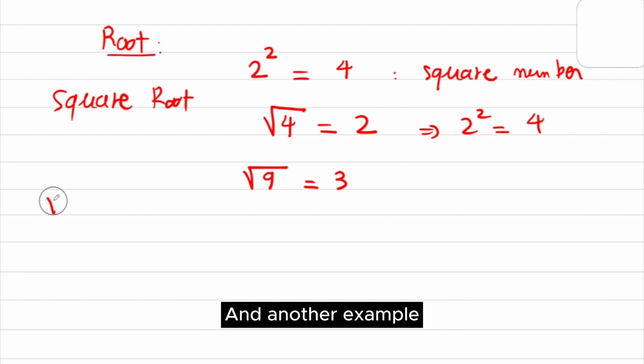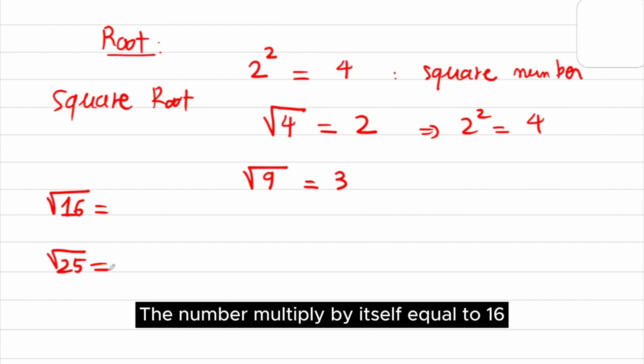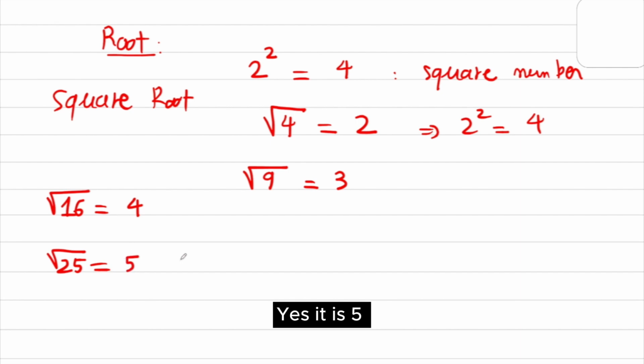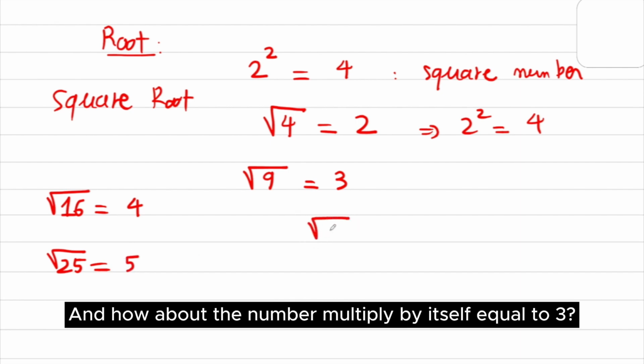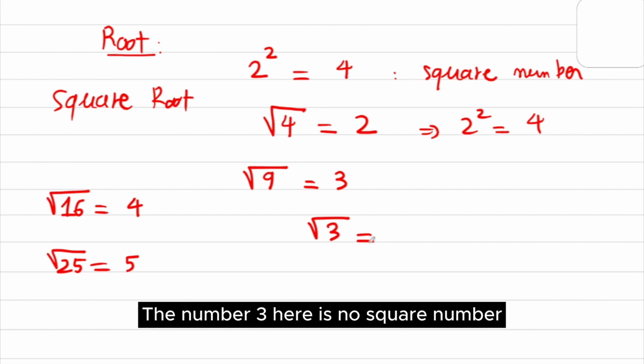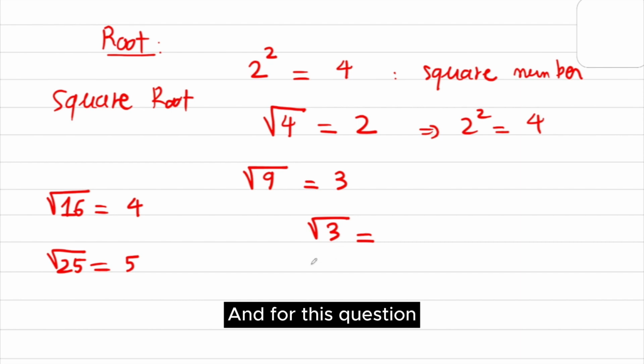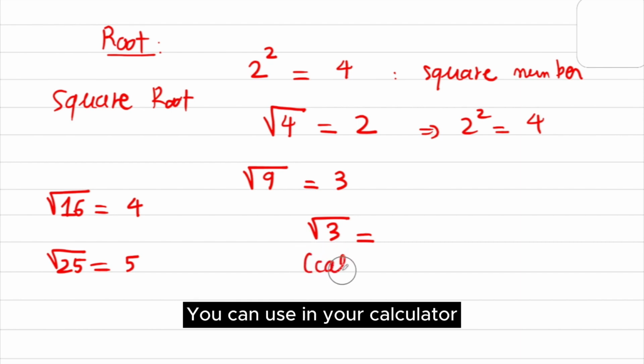And then another example, you have the square root of 16 and the square root of 25. Maybe you can guess the number multiplied by itself equals 16. Yes, that's 4. The number multiplied by itself equals 25? Yes, it is 5. And how about the number multiplied by itself equals 3? I cannot figure it out. The number 3 here is not a square number, so for this question you can use your calculator.